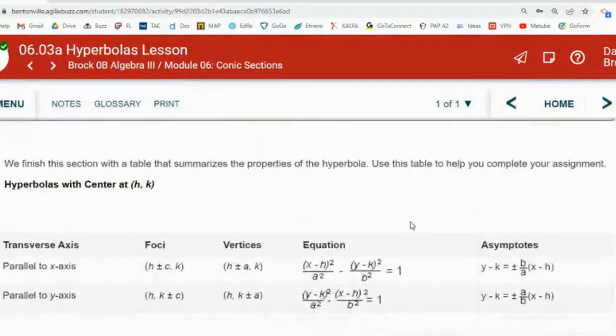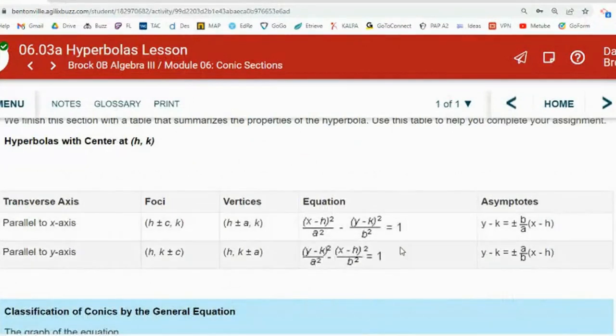So what else do we have here? We finished the section, the table that summarizes it. Much like we had on the ellipses and the parabolas, we have a table here. If the transverse axis is parallel to the x-axis, which means it's horizontal, then your foci are at h plus or minus c, k. You take c and add it to h, that's one focus point. You take c, subtract it from h, and it's the other focus point from the center. The vertices you get by adding or subtracting a from h. It gives you the equation, and it gives you the asymptote equation over here.